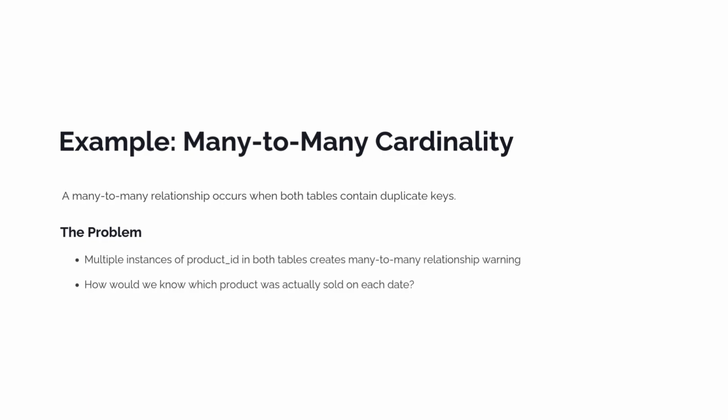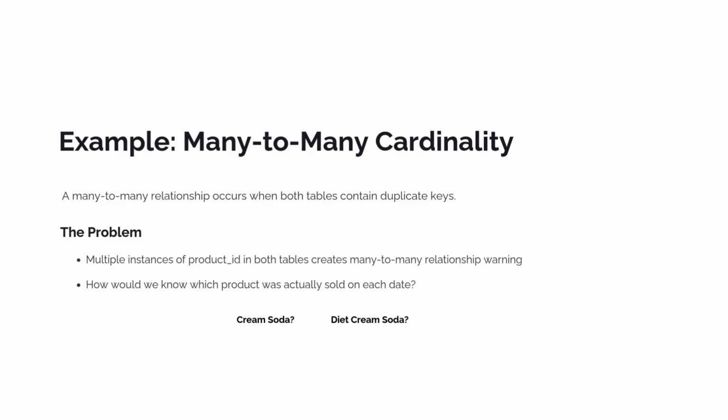Example: many-to-many cardinality. A many-to-many relationship occurs when both tables contain duplicate keys. For example, multiple instances of product_ID in both tables creates a many-to-many relationship warning. This creates ambiguity. Power BI cannot determine which value matches which. For example, how would we know which product was actually sold on each date? Is it cream soda or diet cream soda? Many-to-many should be avoided unless there is a very specific modeling need.